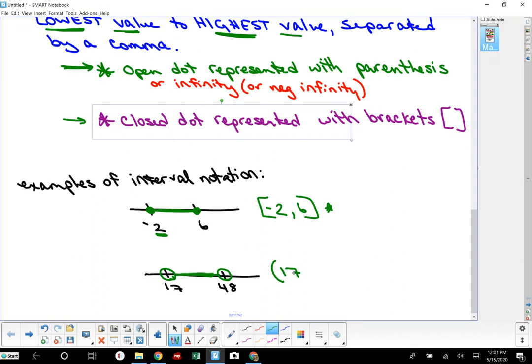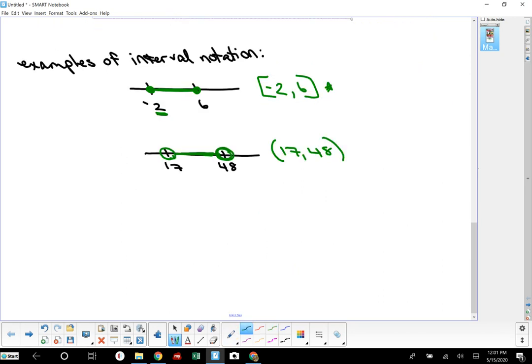Your smallest number is a 17. Your highest number is a 48. Parenthesis after the 48 because of the open dot right here. Okay. Another example, you could have a combo of the two.